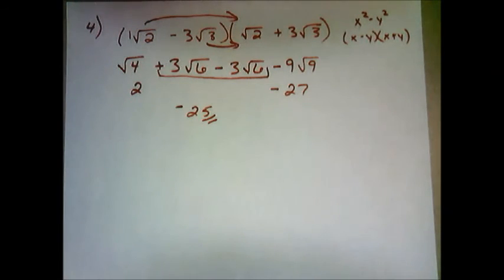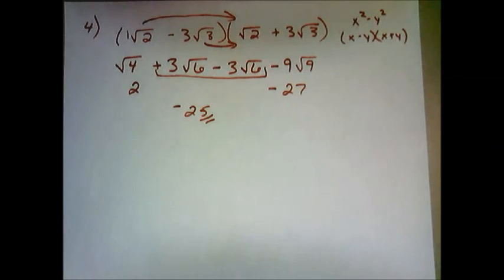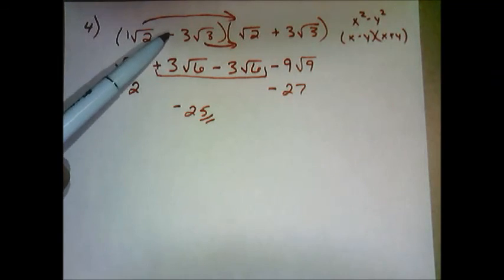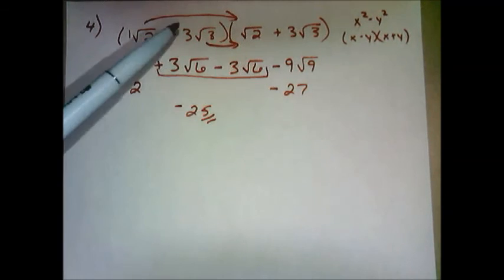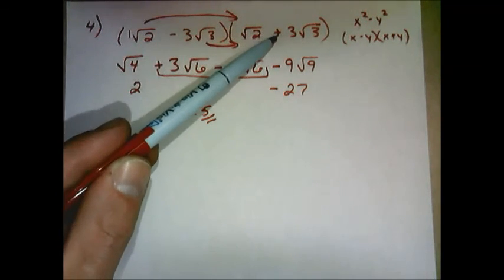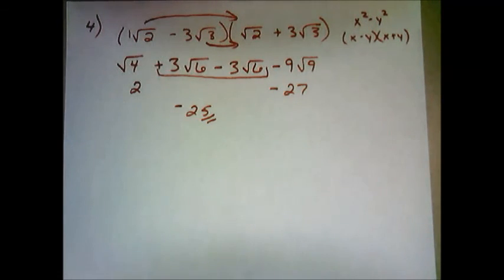Conjugates are going to become very important to us in our next lesson, in which we rationalize radicals. But the thing I want you to see here is that we call these conjugates because each of the terms are the same. We only differ 1 minus and 1 plus. And that concludes our multiplying binomial radicals and multiplying conjugates.